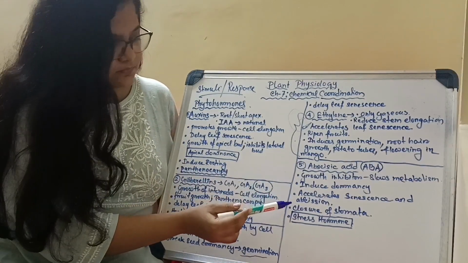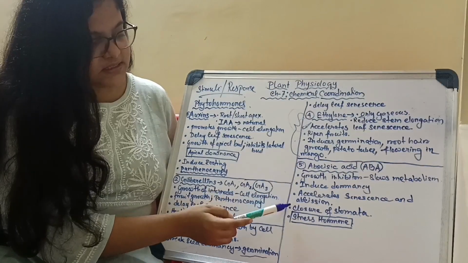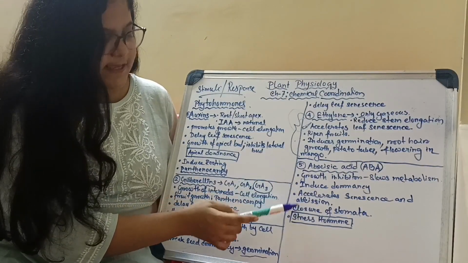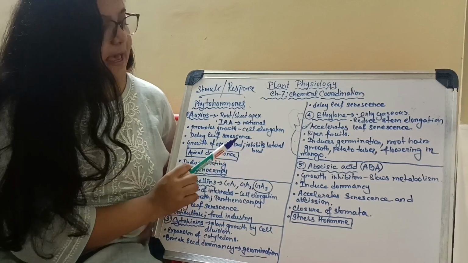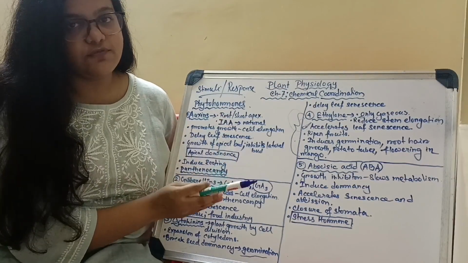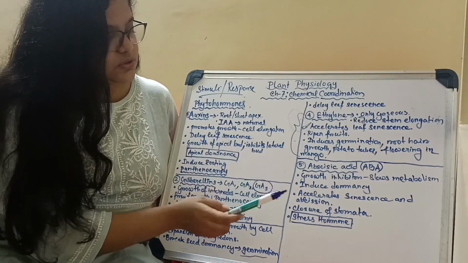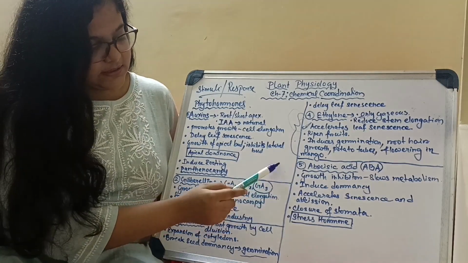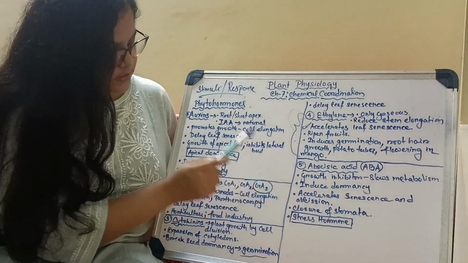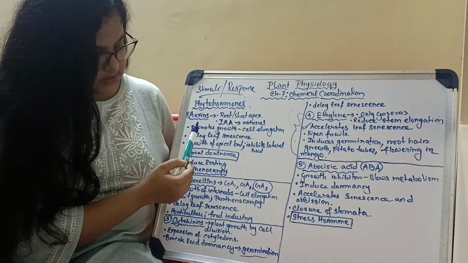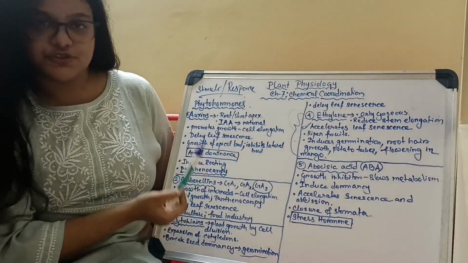Next, it helps in accelerating the senescence and abscission. What is abscission? Abscission is the falling down of the leaves from the plants. So abscisic acid, in the case of senescence, also works totally opposite to the auxins and gibberellins.